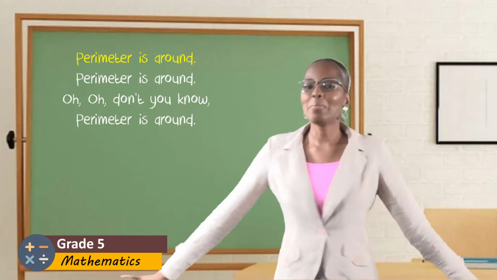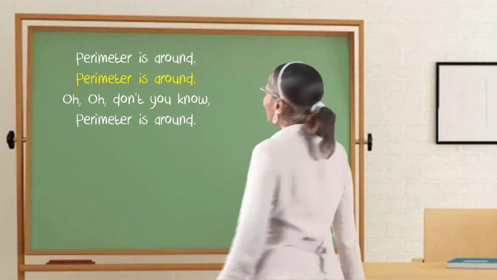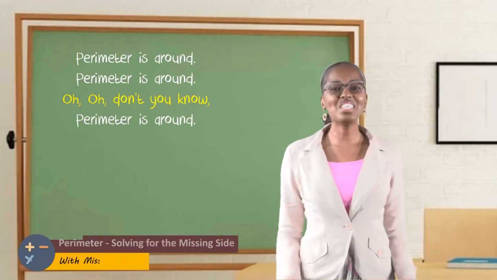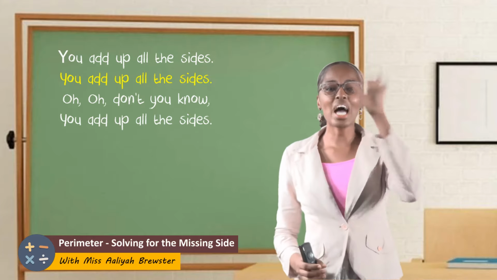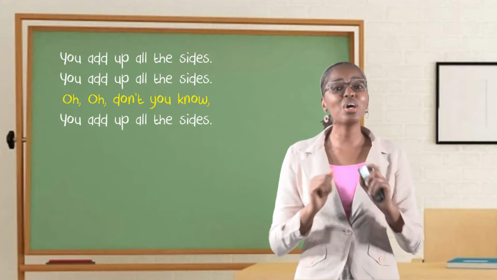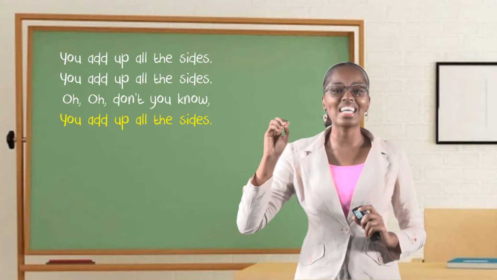Perimeter is around, perimeter is around. Oh, oh, don't you know perimeter is around. You add up all the sides, you add up all the sides. Oh, oh, don't you know you add up all the sides.